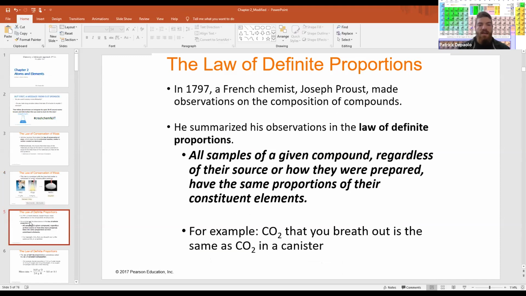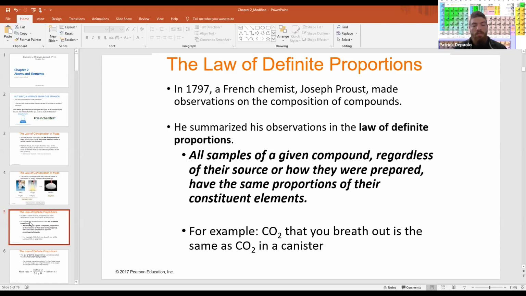And it says that all samples of a given compound are that given compound in a specific ratio, or a specific proportion of their elements. So, for example, you have CO2. It's CO2 if it's in a canister, if you breathe it out, if it's dry ice. Remember we talked about if CO2 is at a really low temperature, I think it's negative 78 Celsius, and it's solid, it's still CO2.